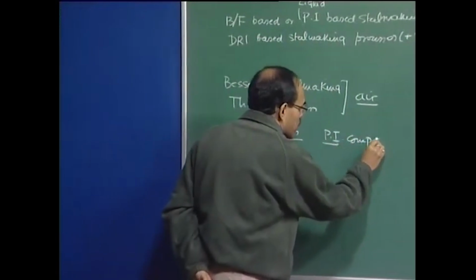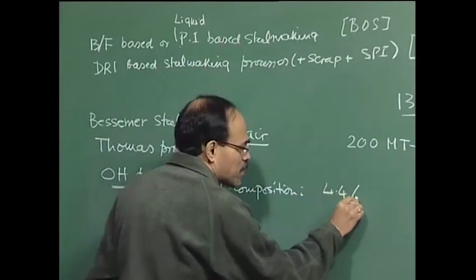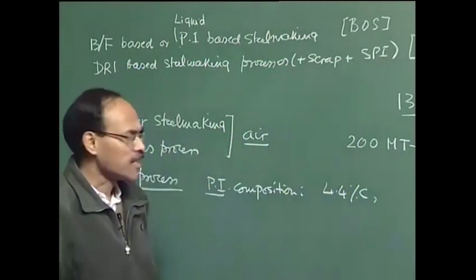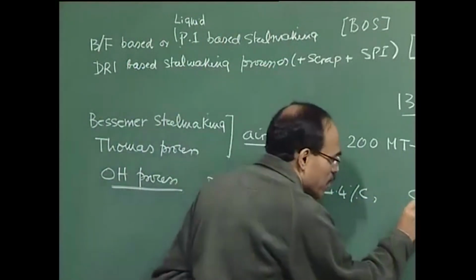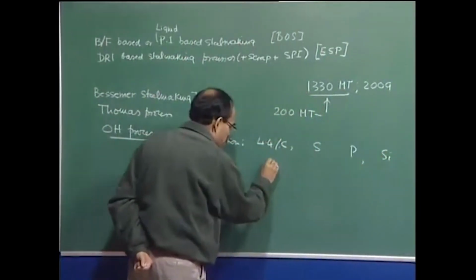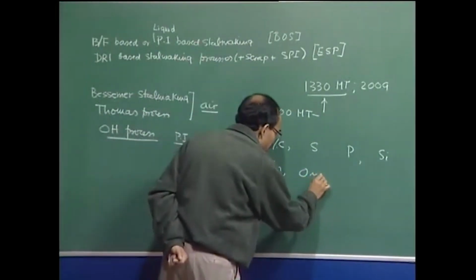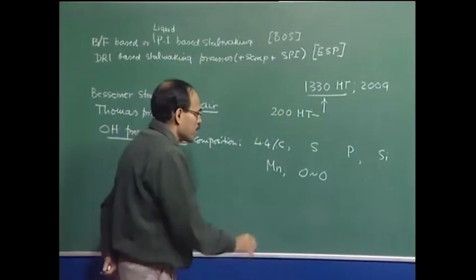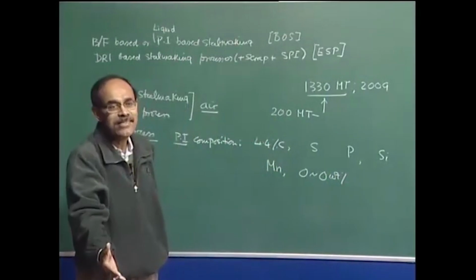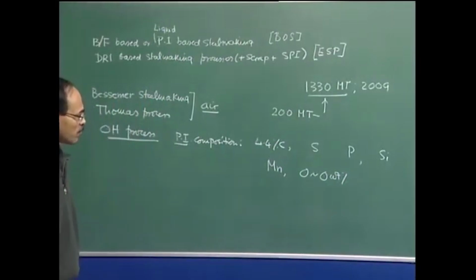Now, if you look at pig iron composition, the pig iron contains approximately 4.48% carbon. It will contain some sulfur, some phosphorus, some silicon, some manganese, and it may contain other elements, and oxygen is virtually 0 percent, less than 1 ppm, because the blast furnace has an extremely reducing environment.